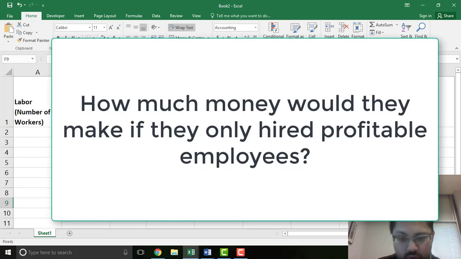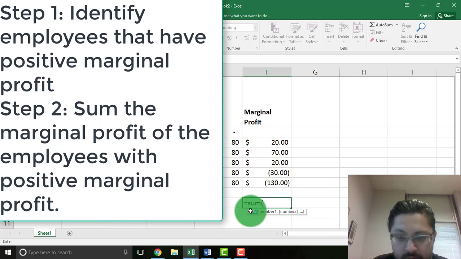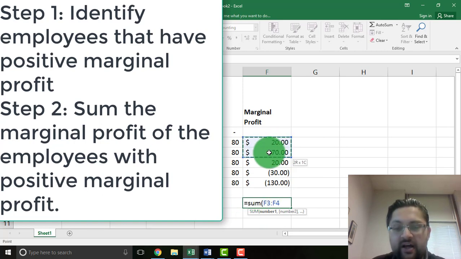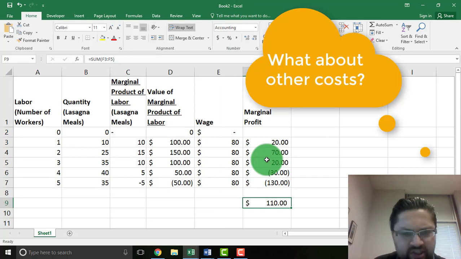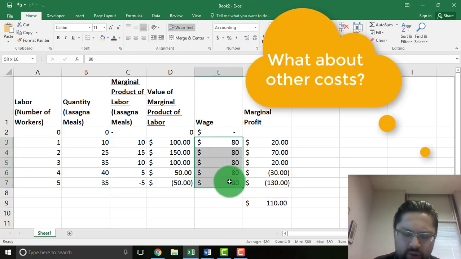Okay, but what if I were to say, how much money would they make if they only hired employees that made them money? That's a great question. It sounds complicated. I might even ask it. How much money would this company make if they only kept or hired employees that made them money? Well, in this case, you would just sum up or add up the $20 to $70 and the other 20 to say $110. Okay, so that's how you do these problems. So that's without a fixed cost. What I mean by that is wage is tied to that employee.